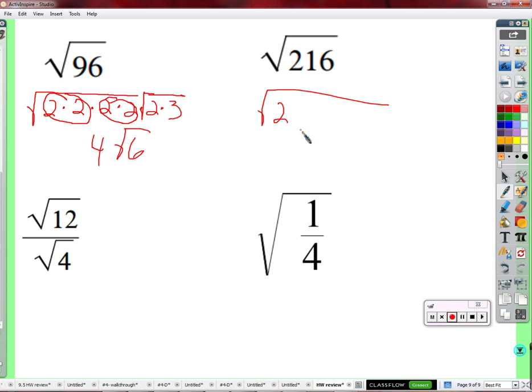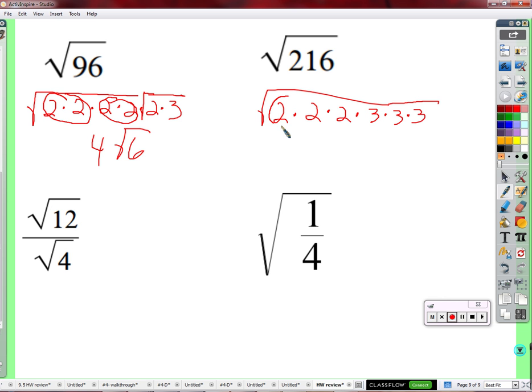I could do 2 times, well, what's that? 2 times 108, right? Well, 108, that's 2 times 54. Okay, well, 54 is 2 times 27. Okay, well, 27 is 3 times 9, and 9 is 3 times 3. So we just did the prime factorization of 216, which if we pair every 2 with a 3, you see it's 6 times 6 times 6.